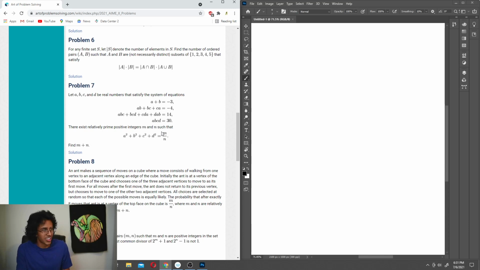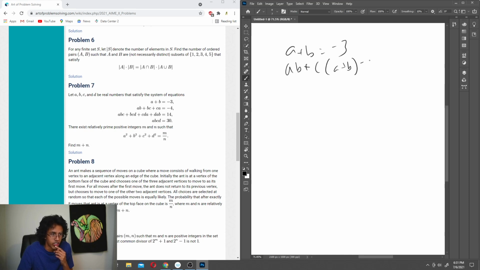And right off the bat, I don't see anything, because you can't really factor any of them. They're literally as unfactorable as they get, right? I don't know, let's see. What else could we even start to think about? They're real numbers too, so they don't even have to be integers. So you've got A plus B is equal to negative 3. You've got AB plus C times A plus B is equal to negative 4. We could just try to factor it and get the previous one in there. So the next one is ABC plus D times AB plus BC plus AC is equal to 14, and we get ABCD is equal to 30.